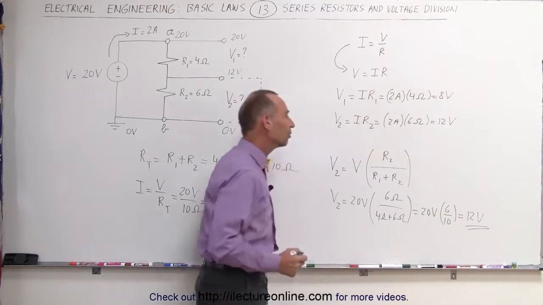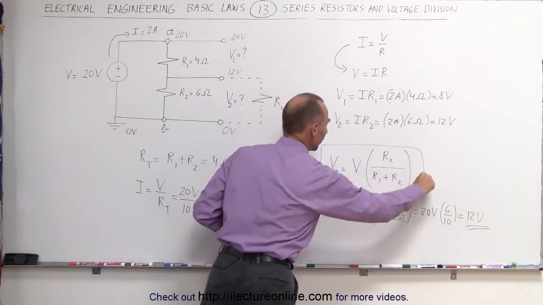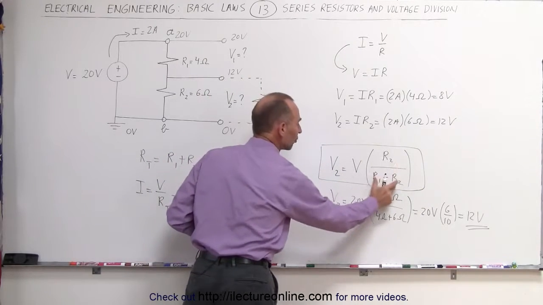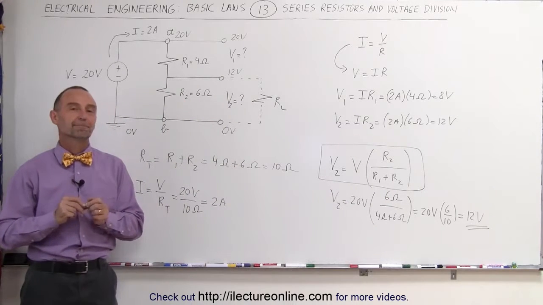So that's another way in which you can look at a voltage divider simply by using this equation right here. We can determine what combination of resistors we need to come up with the correct voltage on our voltage divider. That's how it's done.